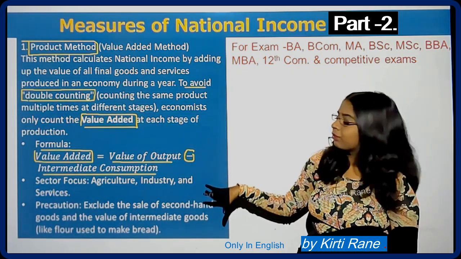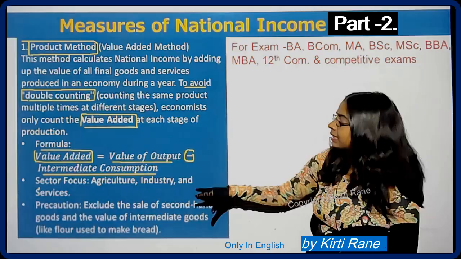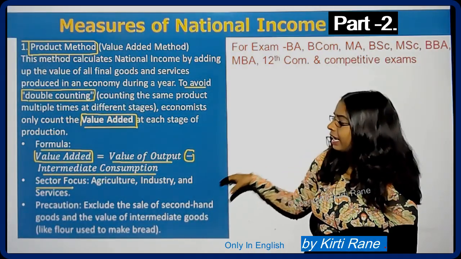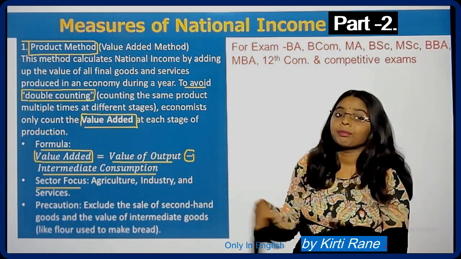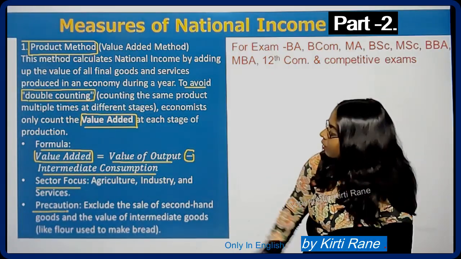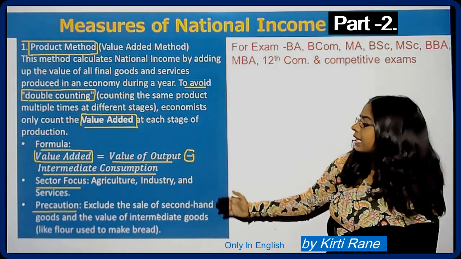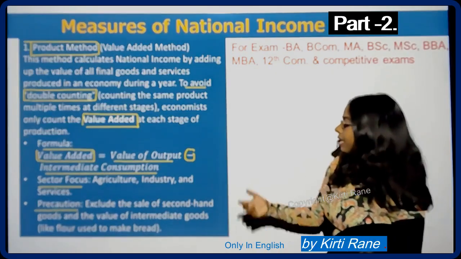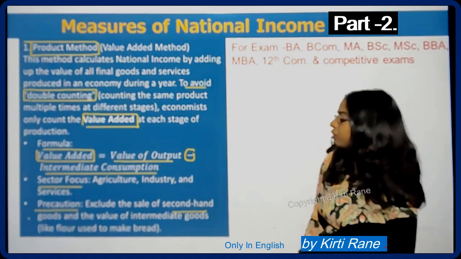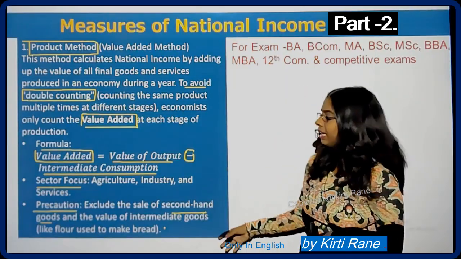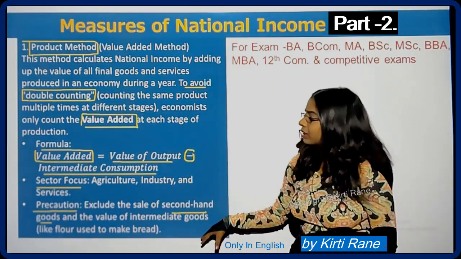So what does it focus on? It focuses on each sector: agricultural, industry and service. What are the precautions that you should need to know? It excludes the sale of second-hand goods and the value of intermediate goods like flour used to make a bread. Okay, so it ignores that.